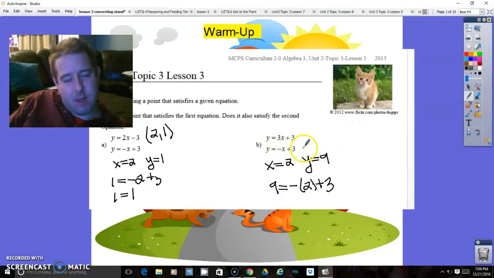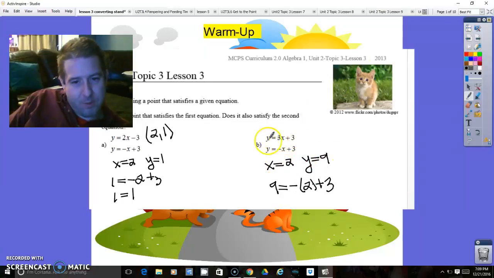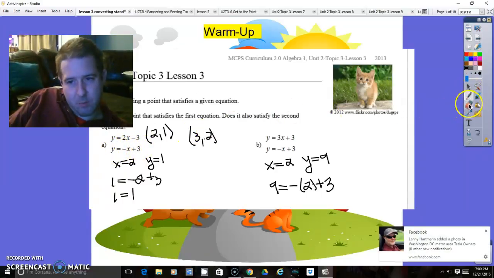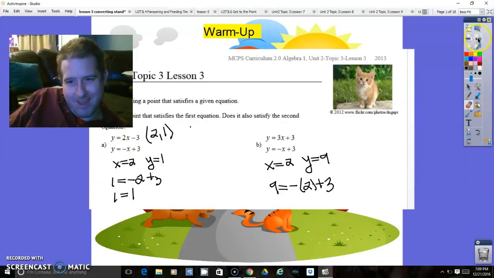So just because an x and a y works for the first equation does not necessarily mean it's going to also work for the other one. And this one just ended up working. So if I put 3 in there, 3 times 2 is 6. 6 minus 3 is 2. So that would be 3, 2. I feel like I have to prove another one that doesn't always work here. If I put x is 3, so the opposite of 3 is negative 3, plus 3 would be 0. So that wasn't 2. So that didn't work. So just because it worked in the first one doesn't necessarily mean that it worked in the second one. Okay?